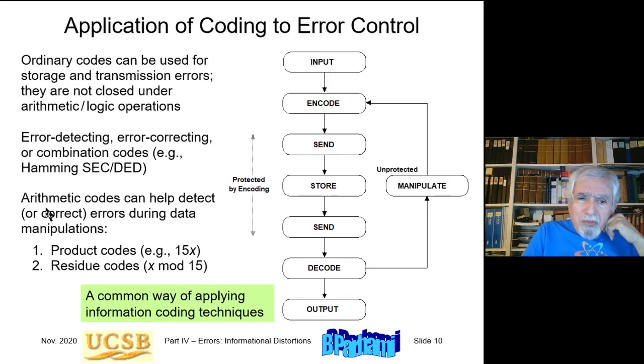So for example, we will see arithmetic codes, such as representing x by 15x, multiply x by 15. This is a particular product code. Okay, so y is also represented as 15y. And if you want to add these two numbers, you add 15x to 15y, and you get 15 times the sum, and that's the encoded version of the sum. So you don't have to remove the encoding, and therefore the data remains protected.